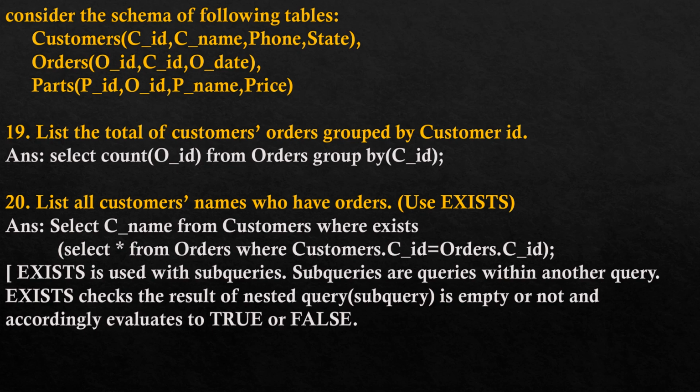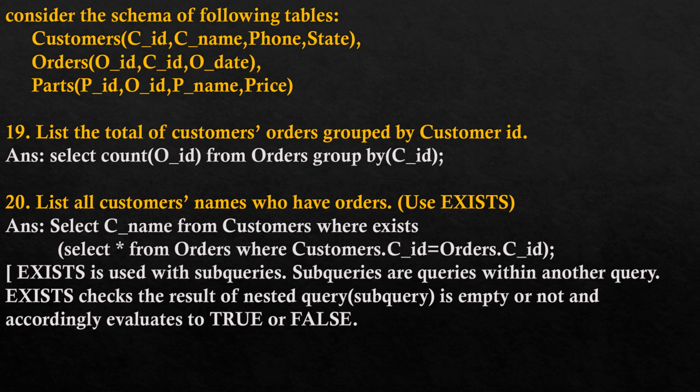Now list all customers' names who have orders. You have to use the exists clause over here. So basically exists is used along with subqueries. So what is a subquery? A subquery is a query within another query, or you can say a nested query. So exists is basically used to check the result of the nested query or the subquery, whether the output of the subquery is empty or not. Then accordingly it will evaluate to true or false.